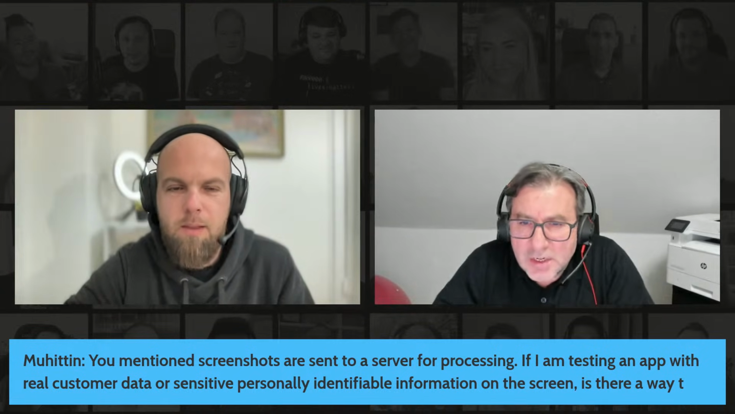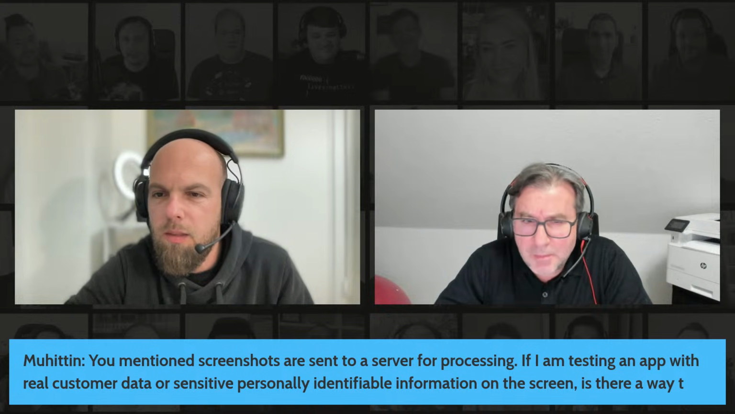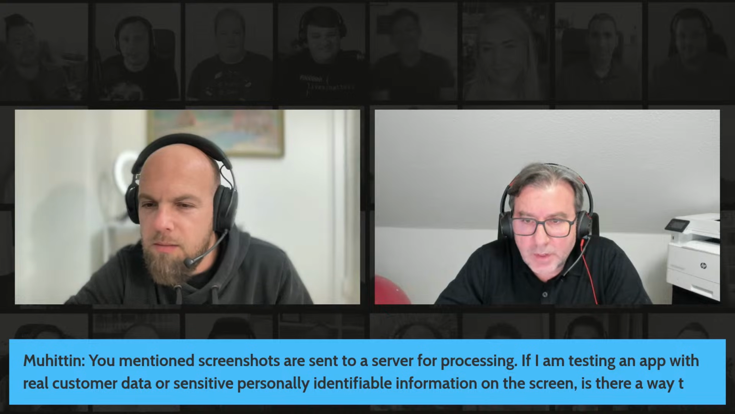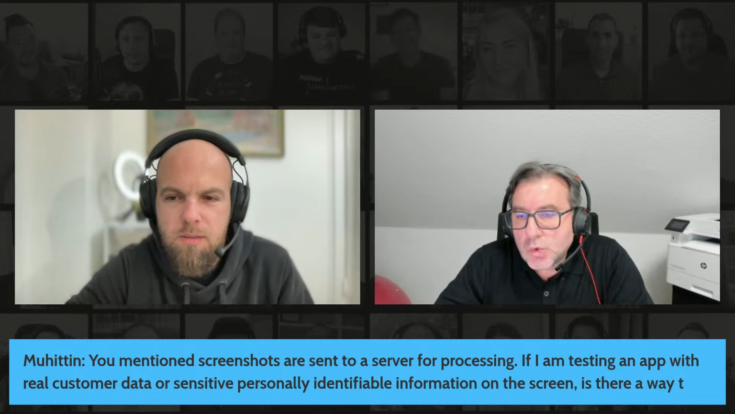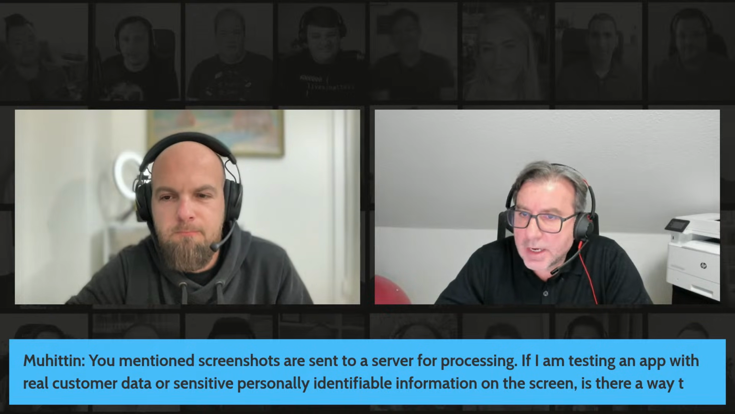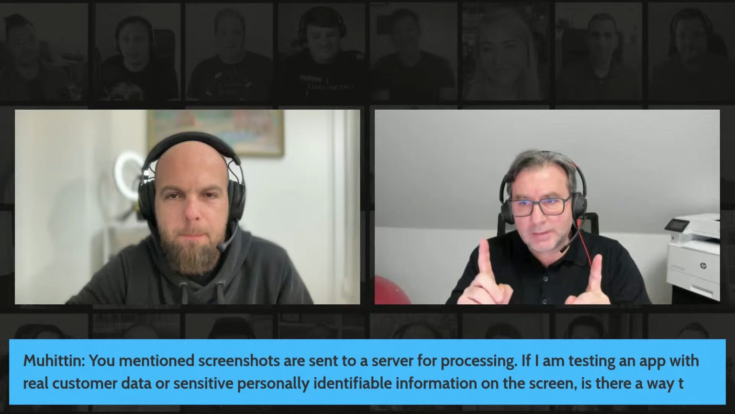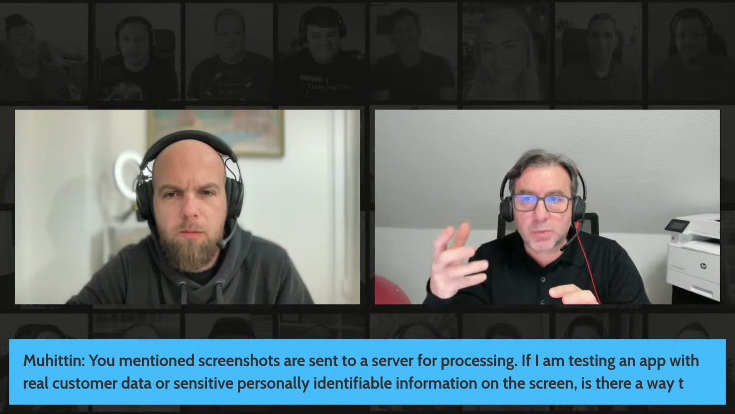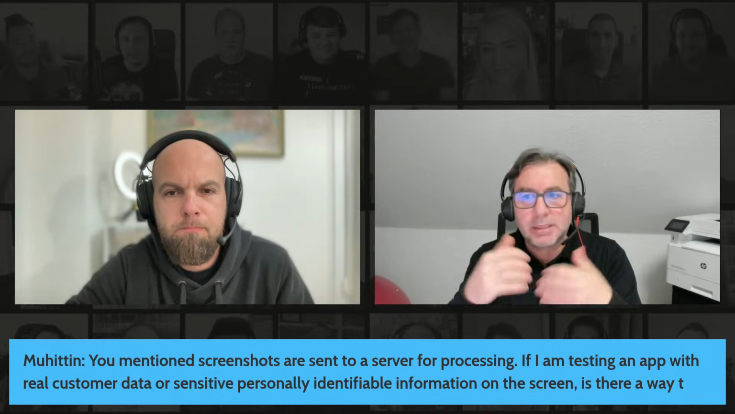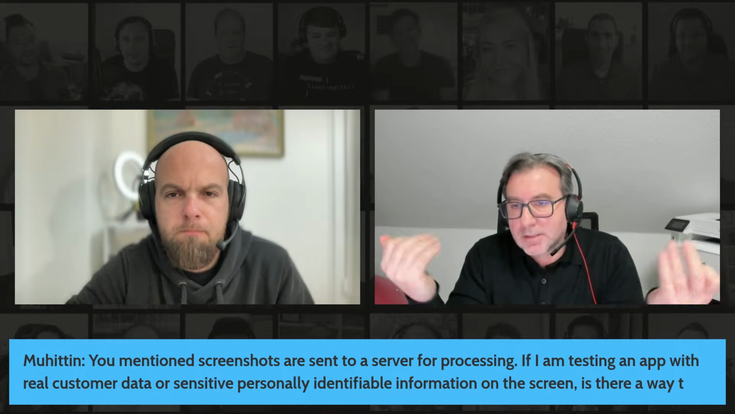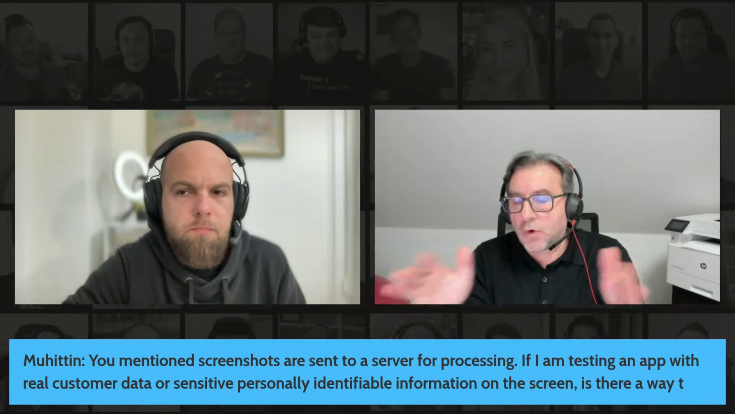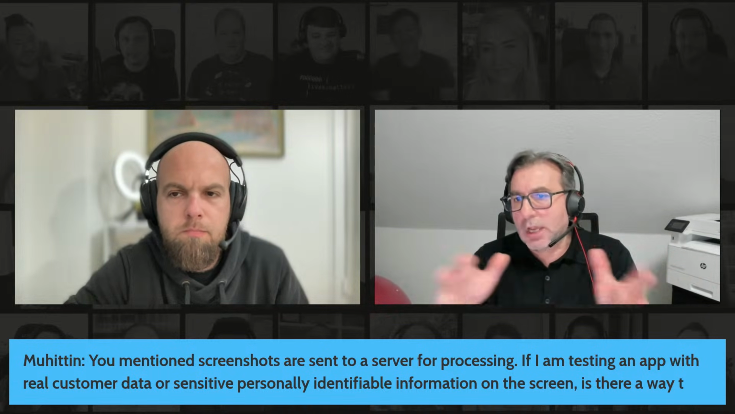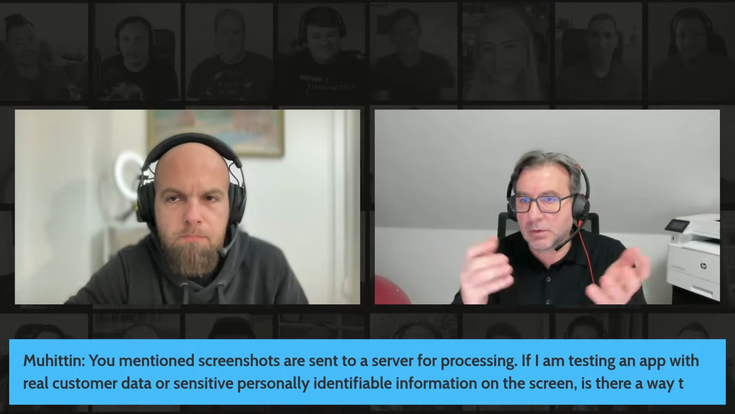You mentioned screenshots are sent to a server for processing. If I'm testing an app with real customer data or sensitive, personally identifiable information on the screen, is there a way? Yes. You can use the on-premise solution. You can go with the AI servers, plus there's a hybrid version. Do not think that the information or data is being stored in the server. It's just processed. The AI takes your screenshot, and it's not storing anywhere. But this is what is happening right now. If there are strict rules in terms of data security, you can go with the on-premise version, and I will be more than happy to support you in this journey, if you would like to go with AI-powered test automation for your company or project.